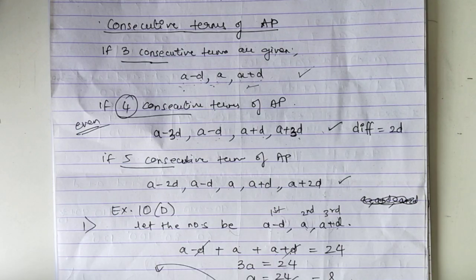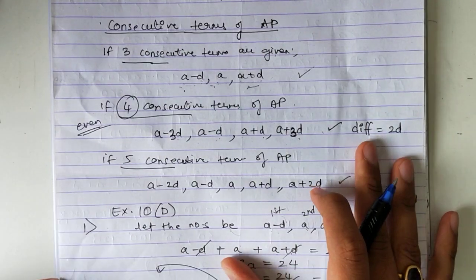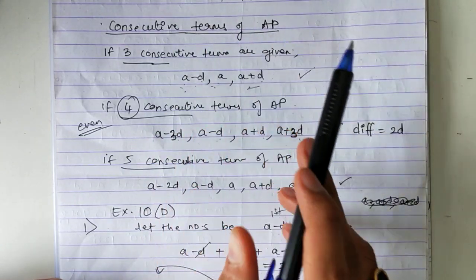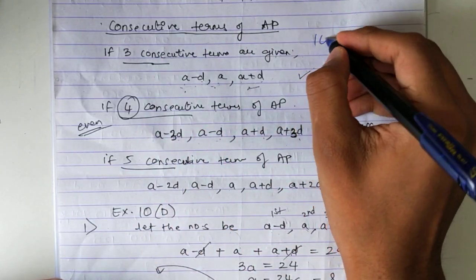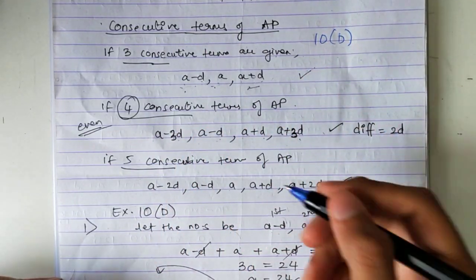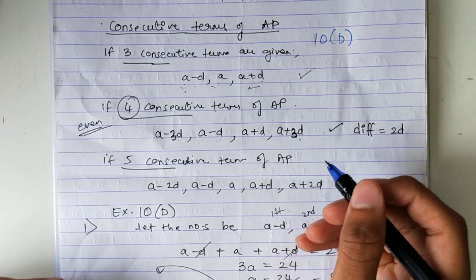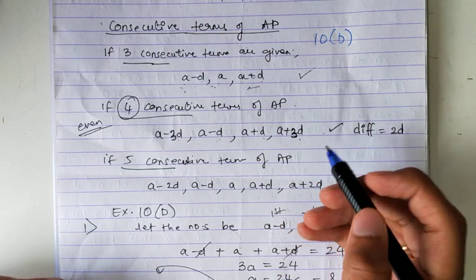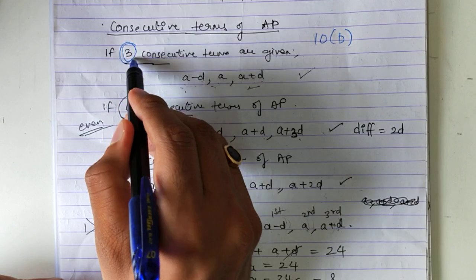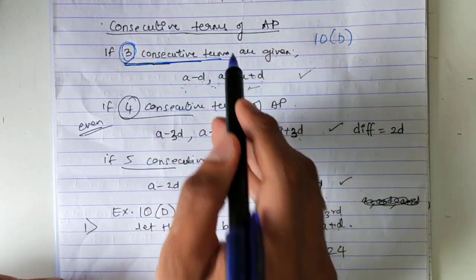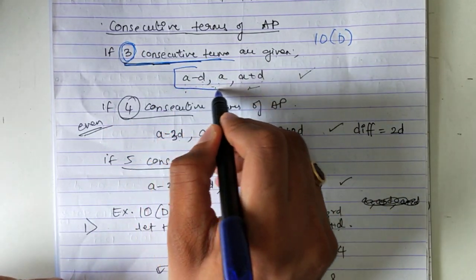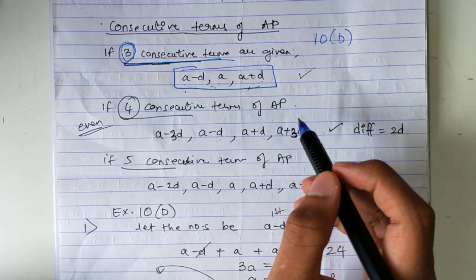Hello students. In the previous video we started consecutive terms of AP exercise 10D, and there I gave you three things to learn, that when you are being given three consecutive terms of AP, you will take the terms as A minus D, A and A plus D.